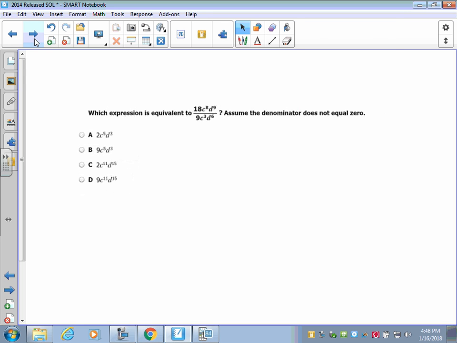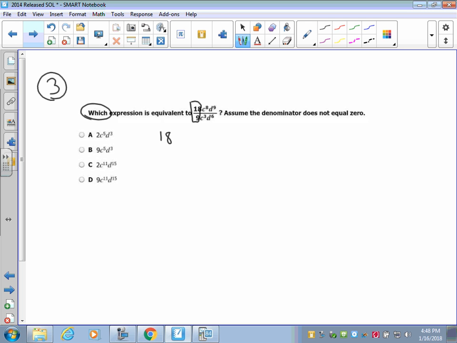Keep moving on to problem number 3. This says which expression is equivalent to, and we have this here, so here's our keyword again, which. Assume the denominator does not equal 0. So the easiest way to do this is to first just break it up. So we have 18 over 9, that's just equal to 2. And we see that we have C's here. So with exponents, the one thing I told you to remember in class was this acronym. Let me write it on the right so I have a little bit more room.